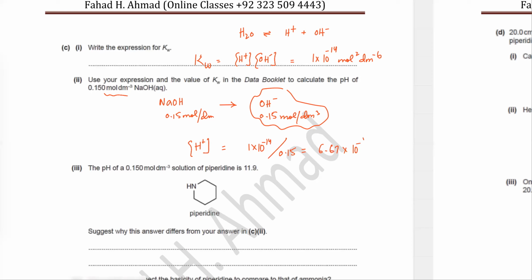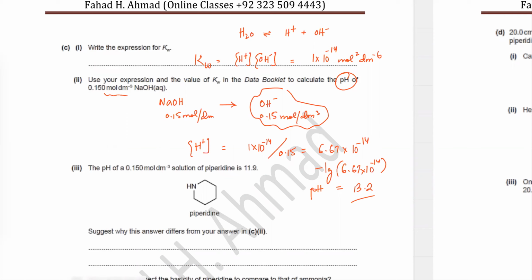And they were looking for pH, so you take the negative log of this. I think they were talking about pH. So they wanted you to calculate pH. So take the negative log. What do you get? 13.2. So the pH we are getting is 13.2.